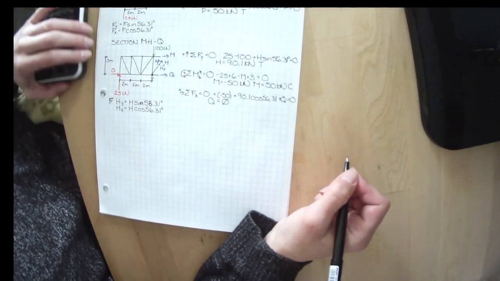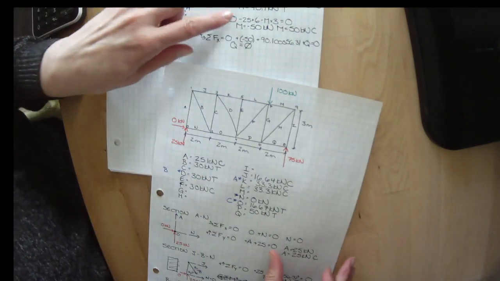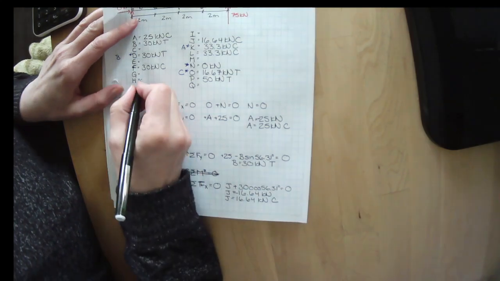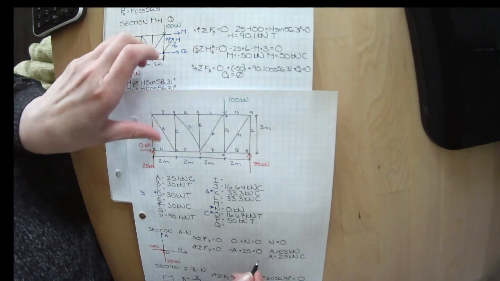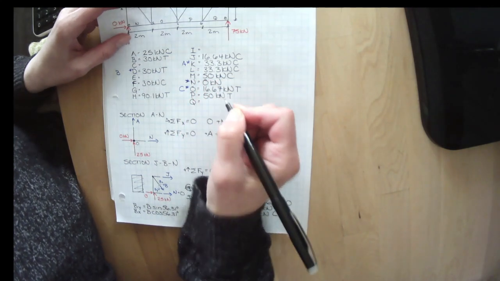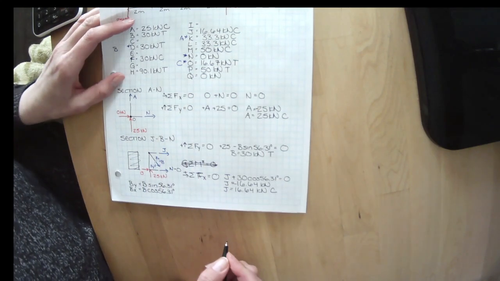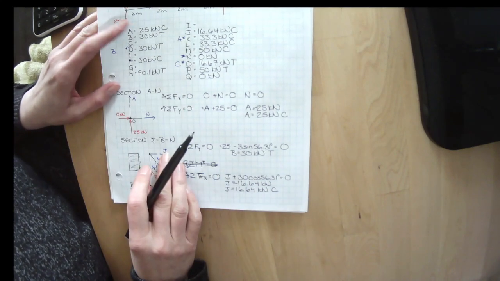Q equals 0. So I have 3 more things I can fill in on my master chart here. I've solved for H, and H is 90.1 kilonewtons in tension. I solved for M, which was 50 kilonewtons in compression. And I've solved for Q, which is 0. So we still have C, E, G, and I left to solve for.